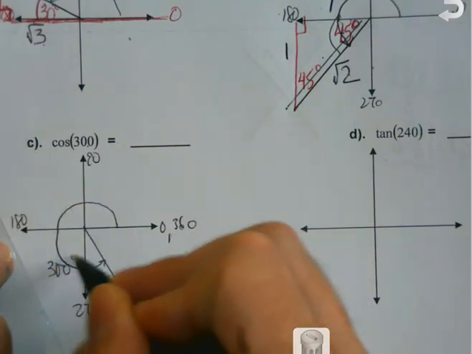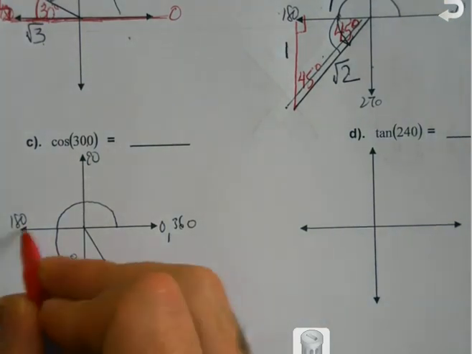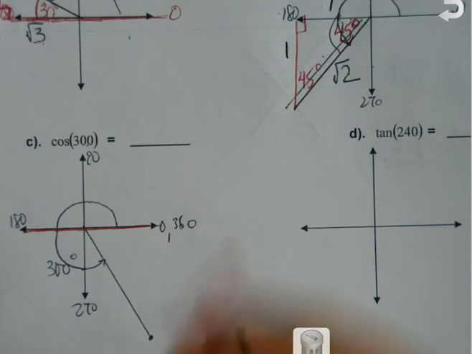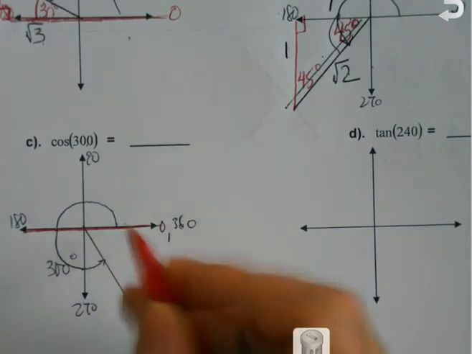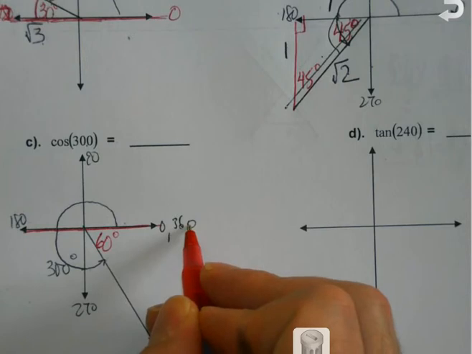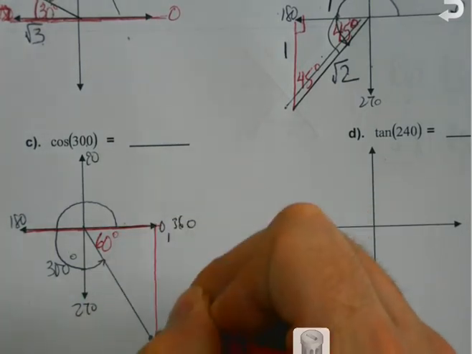Here's my 300. But again, what am I interested in? I'm interested in the reference angle. How far is it to get back to here? 60, because 360 minus 300 gets me this spot right in here.